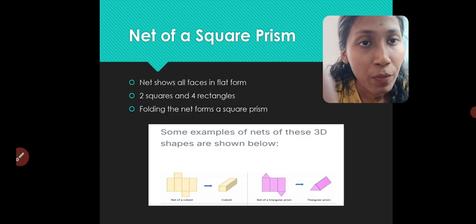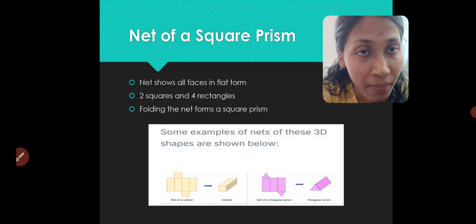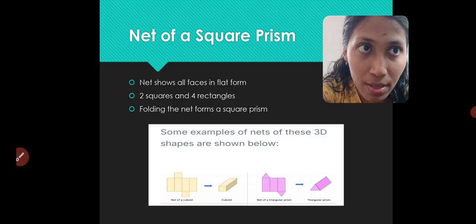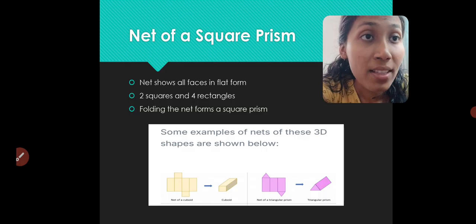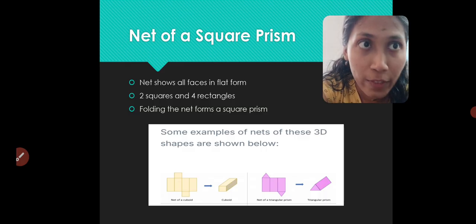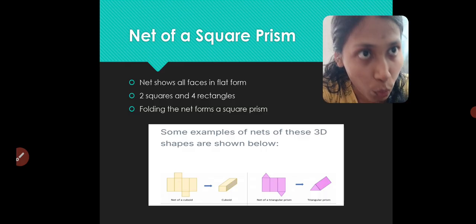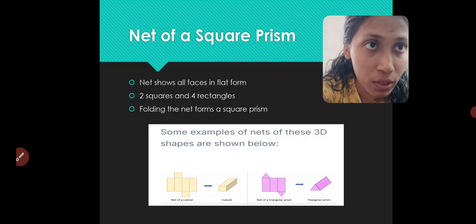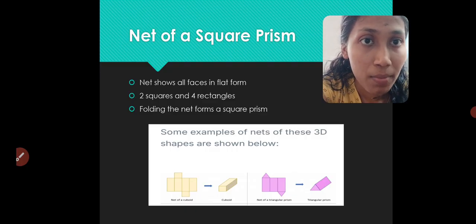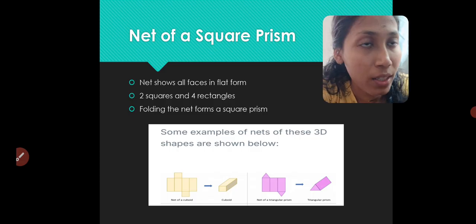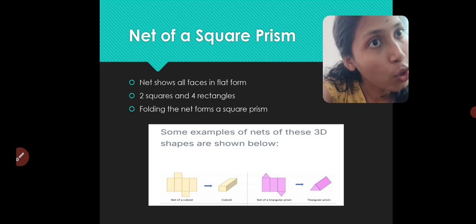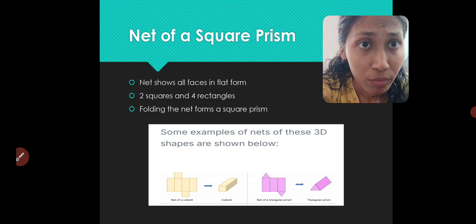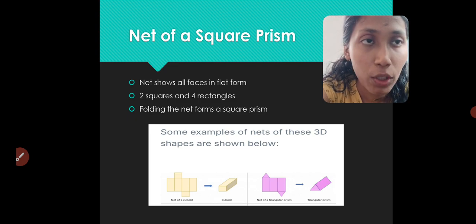When we observe this square prism, we can see that there are 2 squares and 4 rectangles. We already saw that a square prism has 2 bases in the form of squares. So there are 2 squares, and there are 4 lateral surfaces for a square prism, that is the 4 rectangles. These 4 rectangles fold up to form the lateral surfaces of the square prism, and the 2 squares fold up to form the 2 bases. Squares form the bases and the rectangles form the lateral faces.